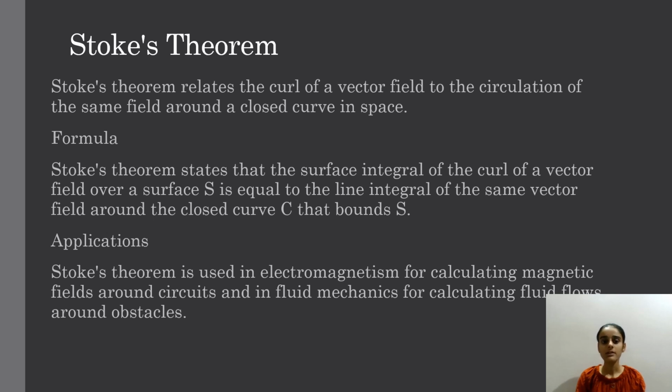Stokes' theorem. Stokes' theorem relates the curl of the vector field to the circulation of the same field around a closed curve in space. Formula. Stokes' theorem states that the surface integral of the curl of a vector field over a surface S is equal to the line integral of the same vector field around the closed curve loop C that bounds S.